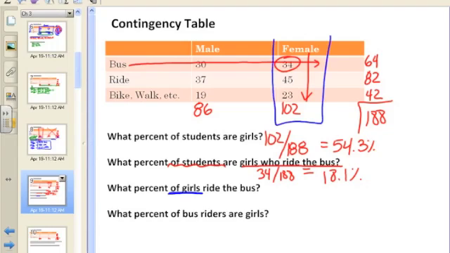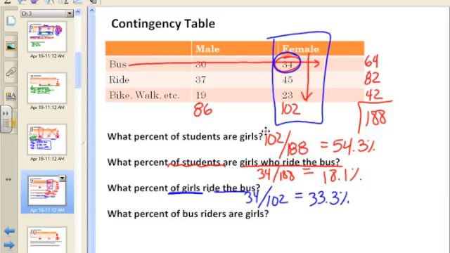So I'm looking specifically at this section here in blue. So since it's of girls, I'm going to put my denominator as 102. That's the requirement. It has to be a girl. And then I'm looking for, well, somebody who rides the bus. Well, that's this 34 here. And listed as a percent, 33.3%.